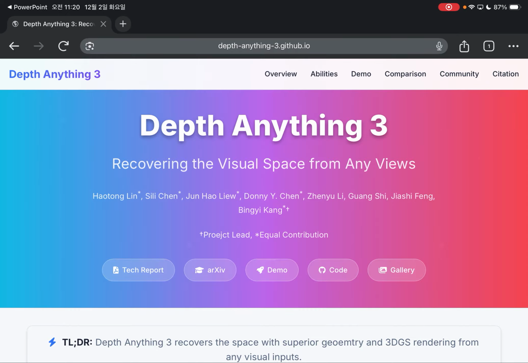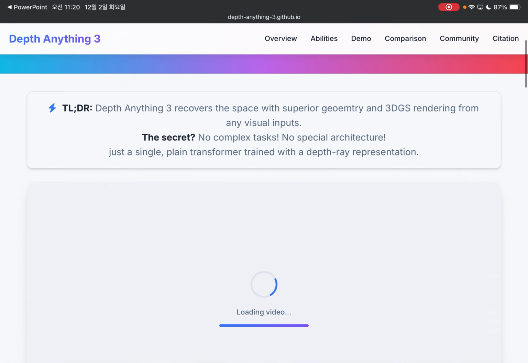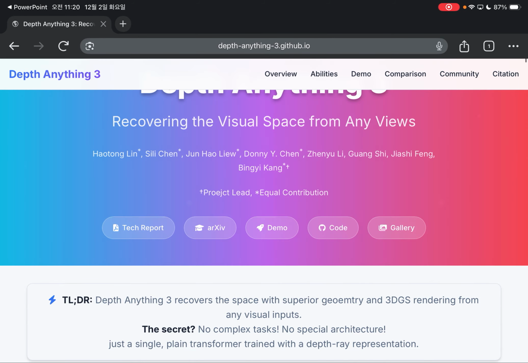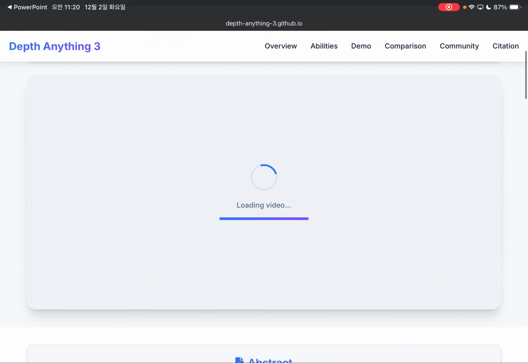But I guess last week, Depth Anything from ByteDance was introduced. This is also very similar to VGGT, recovering visual space from any views, and you can see the visualization.